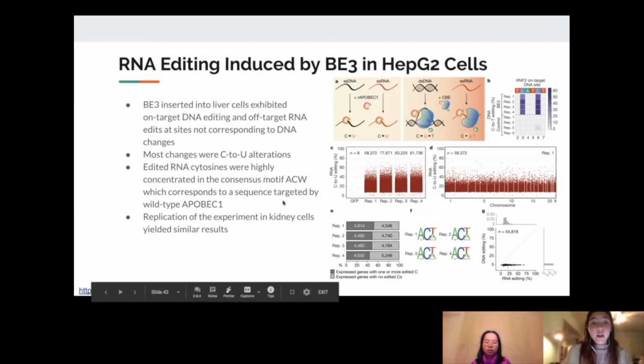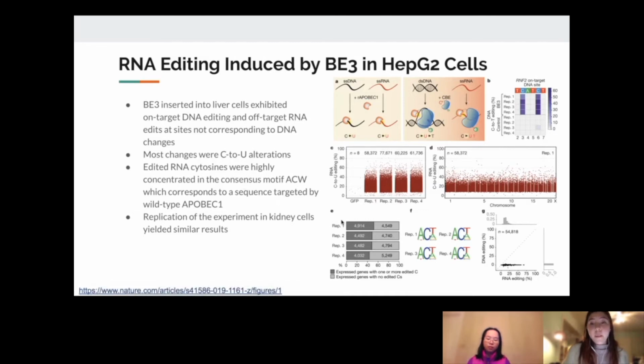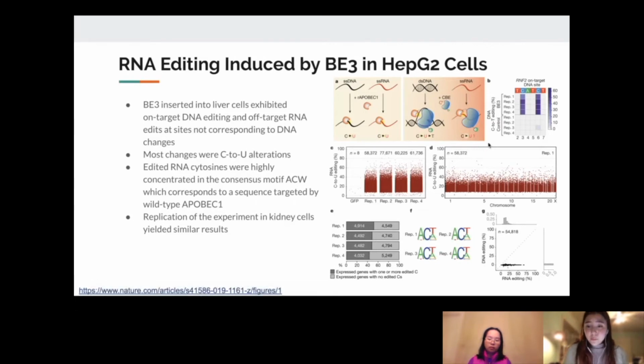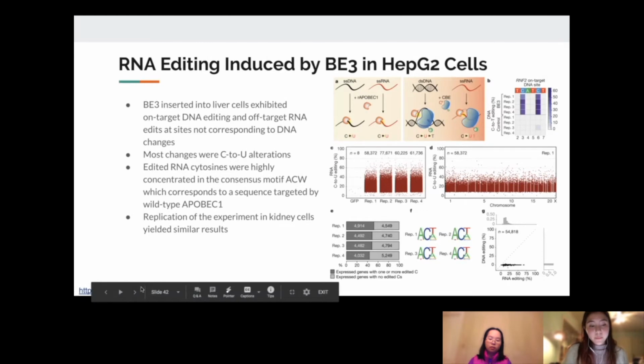In order to show that these edits are made in all types of cells and not just in one specific type of liver cell tissue, they replicated the experiment in kidney cells, and it yielded similar results, confirming the fact that the CBE with rat ApoB, but not without it, was able to produce large effects in RNA C-to-U editing that were not expected.